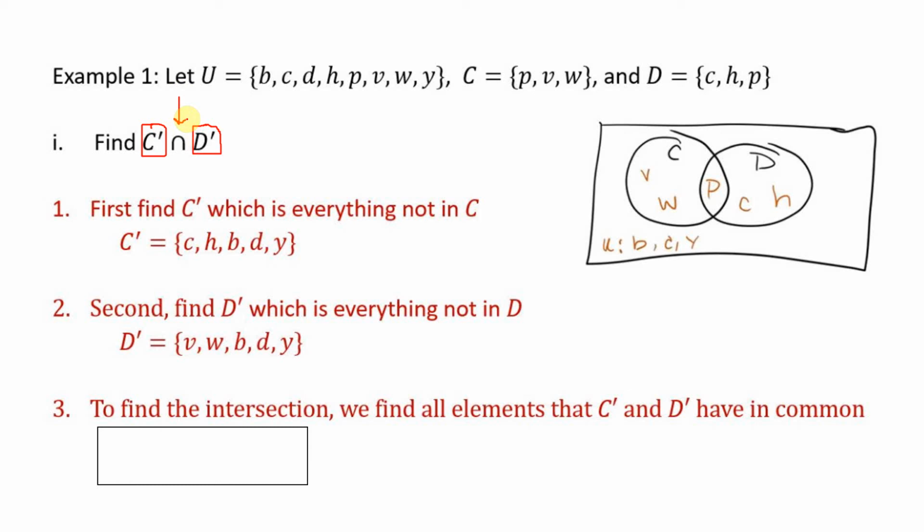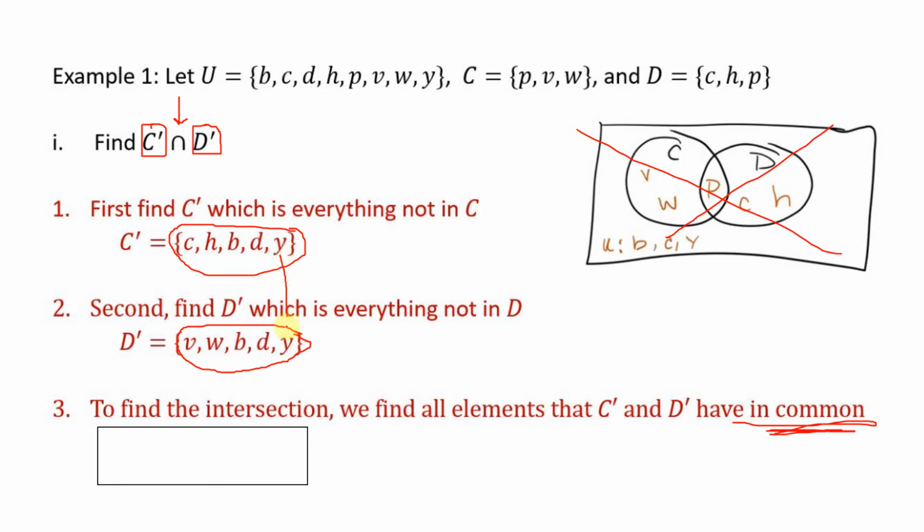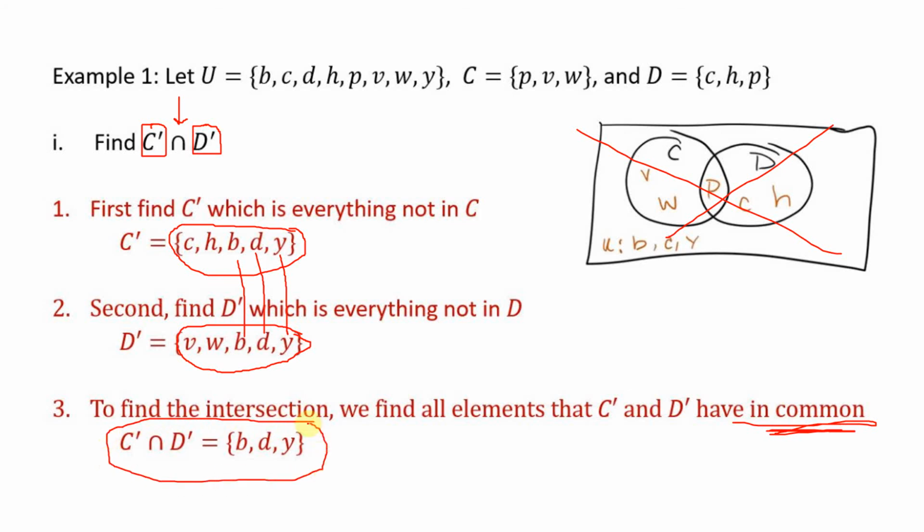So don't get them confused, right? If it's a U, it's union, but this one's a backwards U, so it's intersection. Intersection just means, what do they have in common? No need to look at the picture because we already have these. So what does this C complement have in common with this D complement? We just stare at it. They both have a Y, so that's one of my answers. They both have a D, and they both have a B. So that is my answer. BDY is what C complement intersects with D complement.